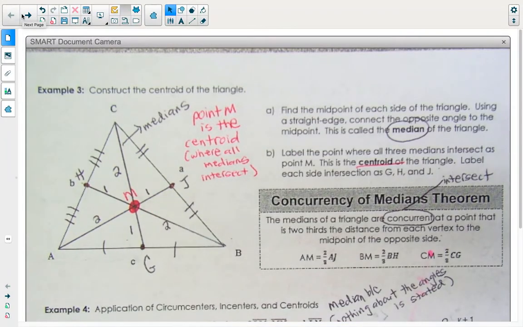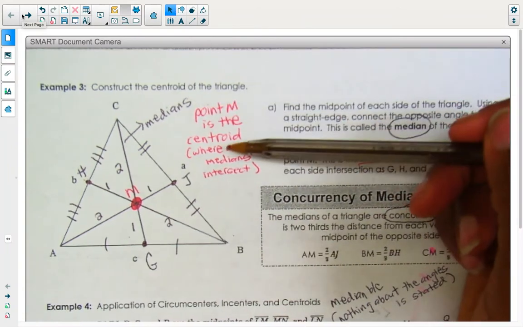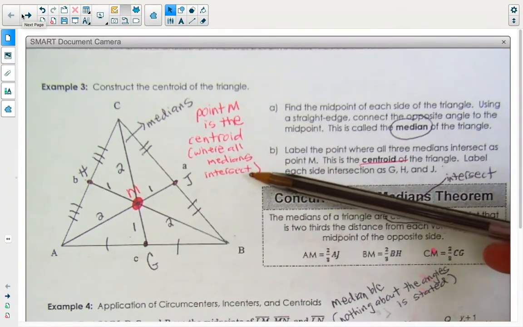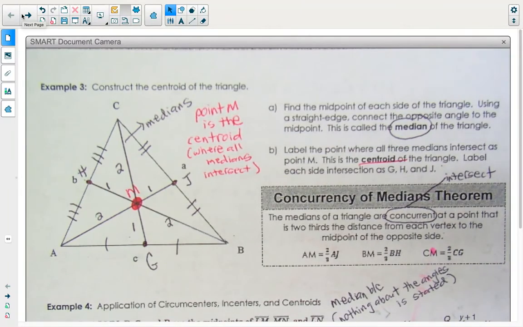Part B, label the point where all 3 medians intersect as point M. So I did that in the red color. So point M. This is called the centroid of the triangle. So my centroid, I wrote that out here. Your centroid is where all the medians intersect. And a median, you take the midpoint of one side and connect it to the vertex of the opposite side.